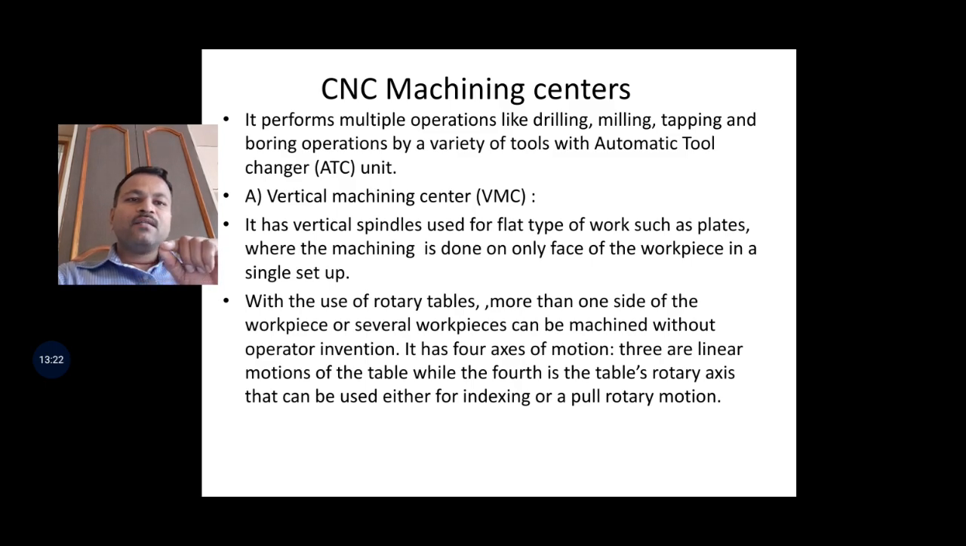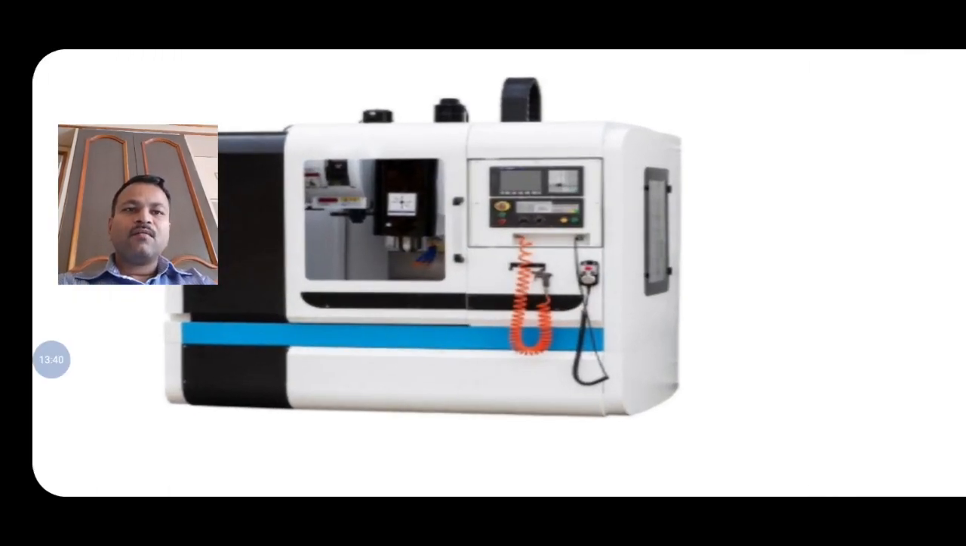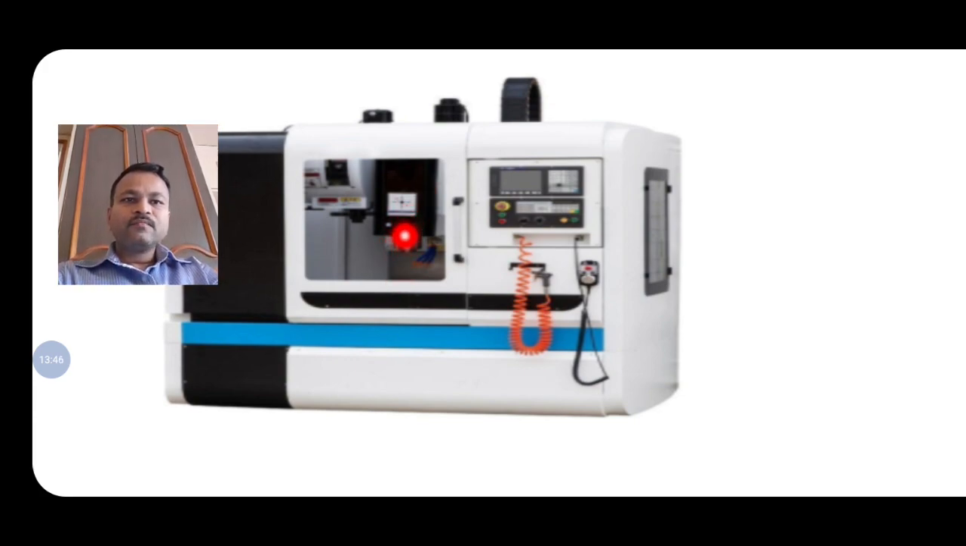Next, it has four axes of motion, three linear motions. The fourth is the table's rotary axis that can be used either for indexing or full rotary motion. Indexing means you have to change the position. For example, for gear cutting we use the indexing operation or full rotary motion. So this is about the vertical machining center. You can see here, this is a vertical one. The spindle is there.